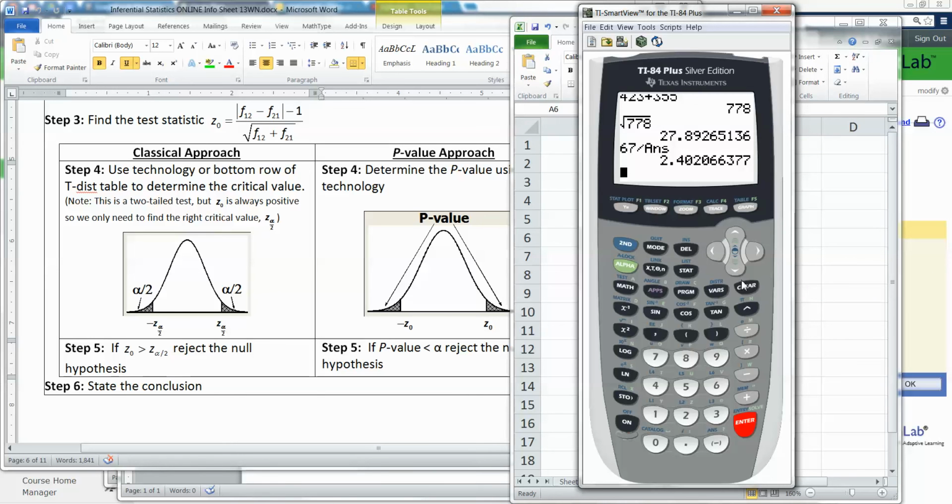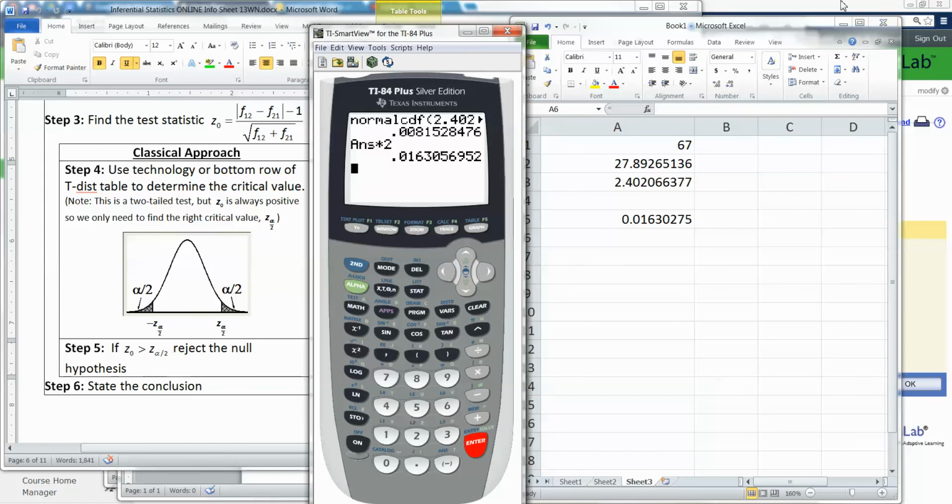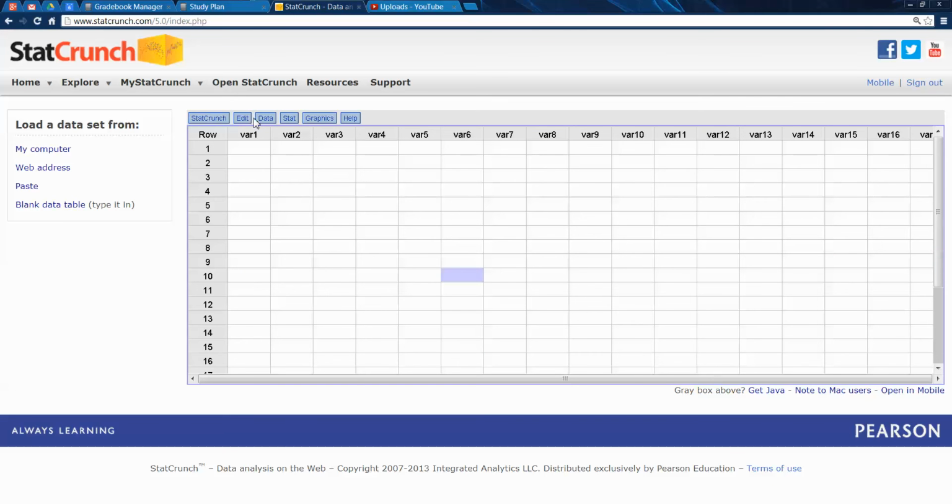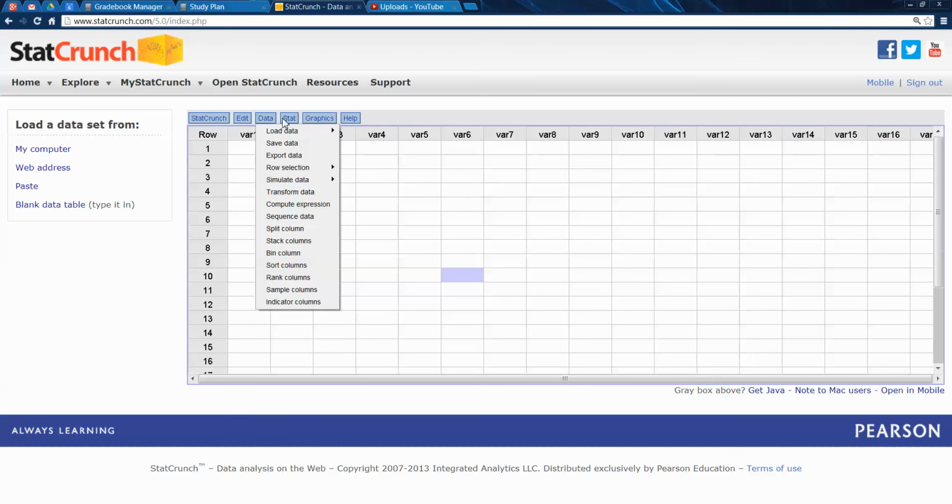You could also do it with a calculator. If you have this calculator, you can do norm CDF from 2.402 to 1E99, comma 0, comma 1, close your parentheses, enter. So that'll be one of them, 0.008, and then you times it by 2 because you need both of them because it's a two-tailed test. See, same thing, 0.016.